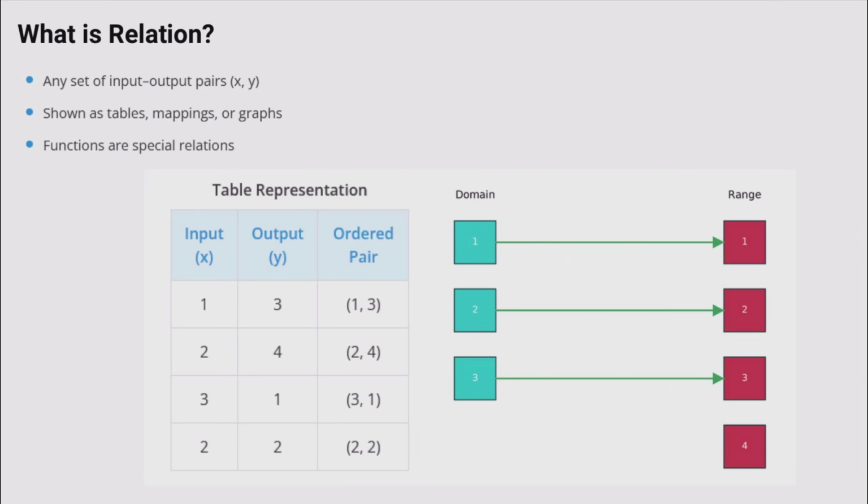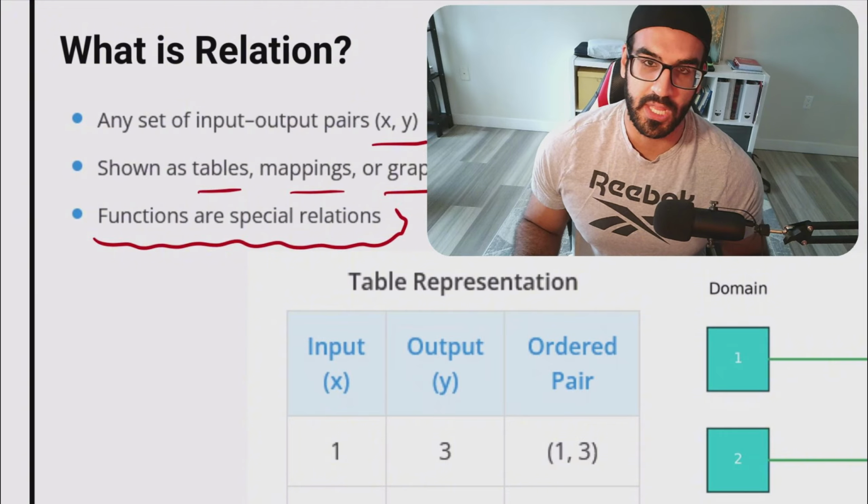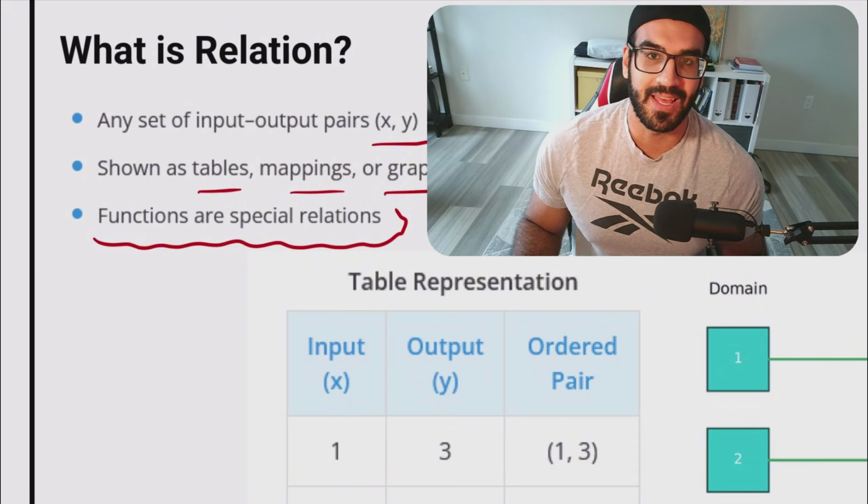So first things first, let's talk about it. What is a relation? Any set of inputs and outputs that we can show as a pair of x to y is going to be considered a relation. It can also be shown as tables, mapping, or graphs. And I have to say functions are going to be a special relation. What does it mean by a special relation? We are going to see that in the next slide.